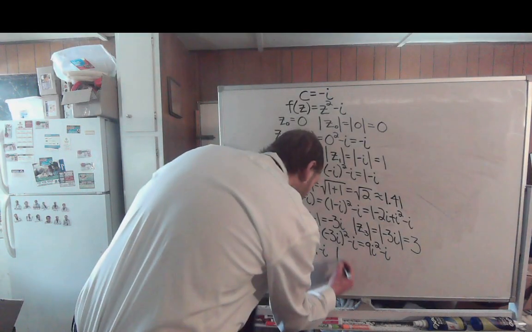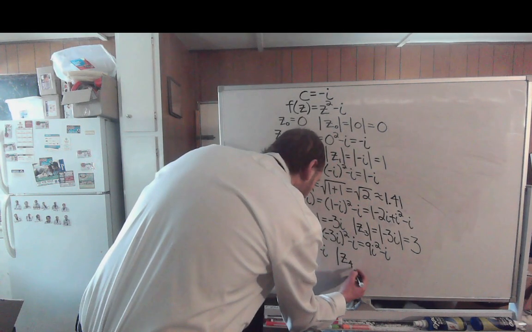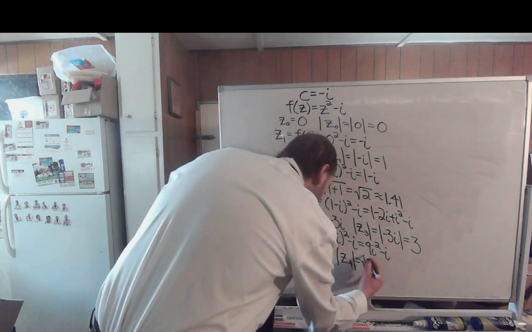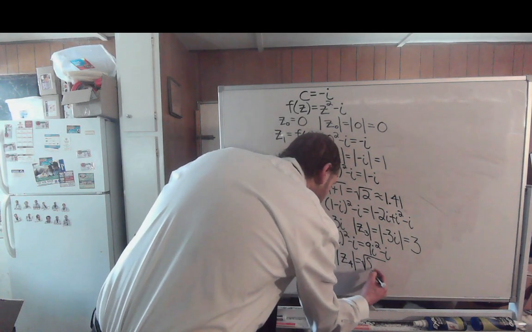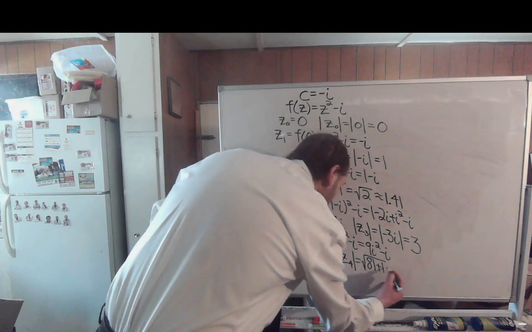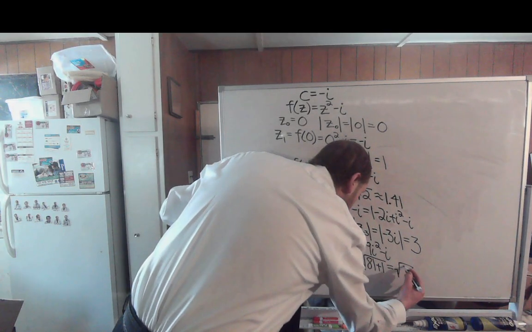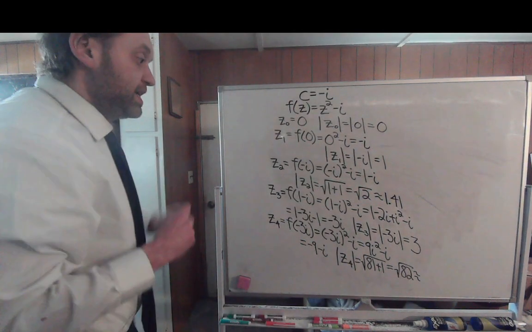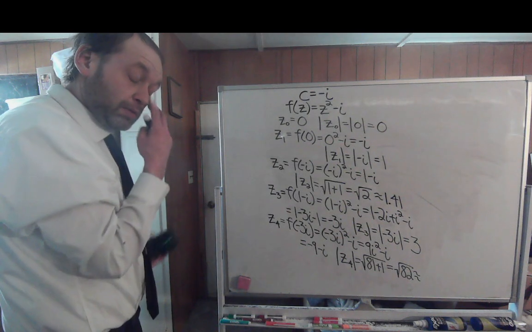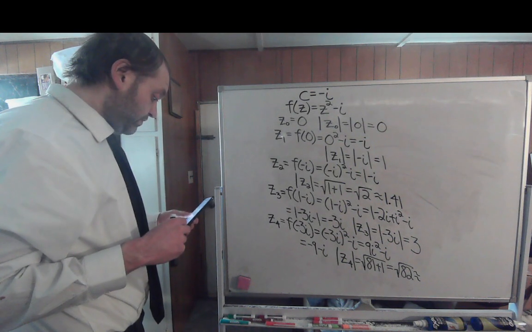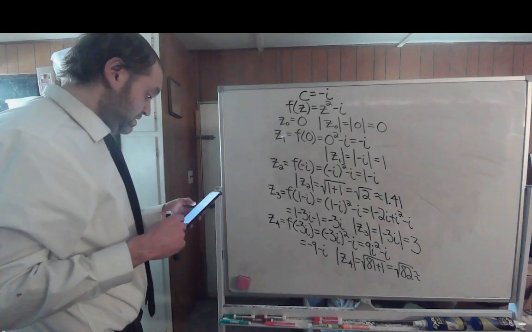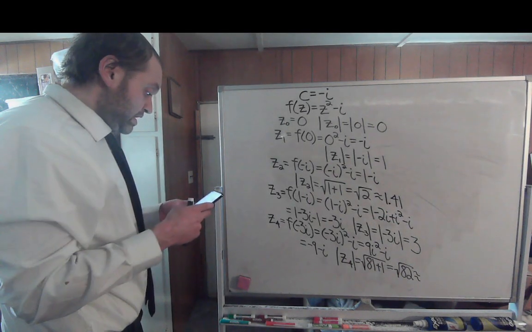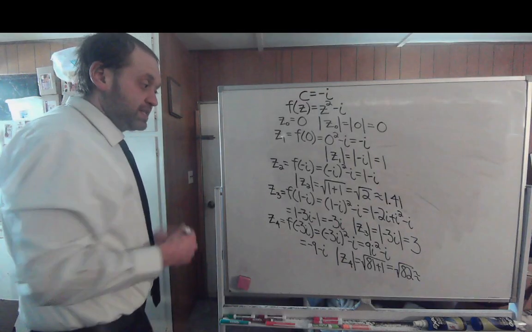Now let's take the absolute value of z sub 4, which would be equal to the square root of 81 plus 1, which is the square root of 82. Let's take a decimal approximation of the square root of 82. You get approximately 9.06.